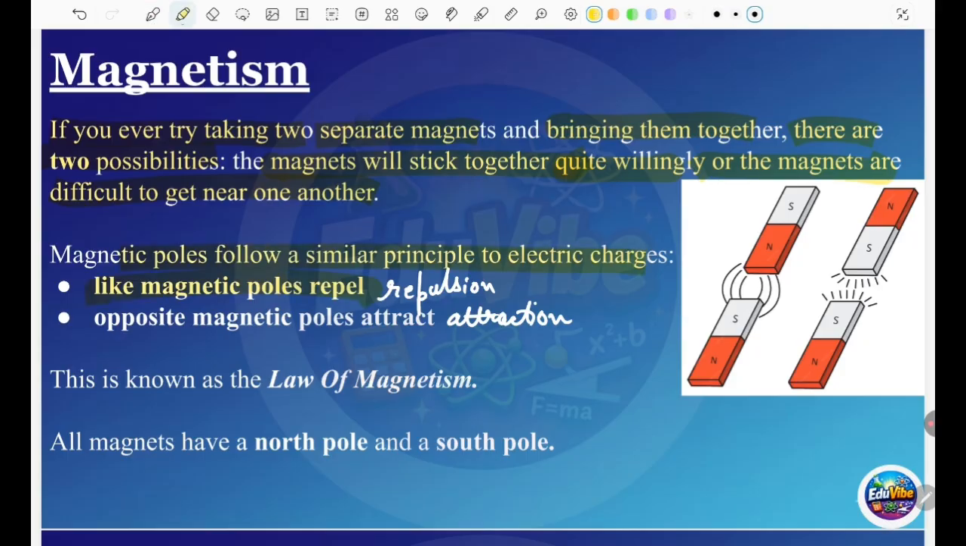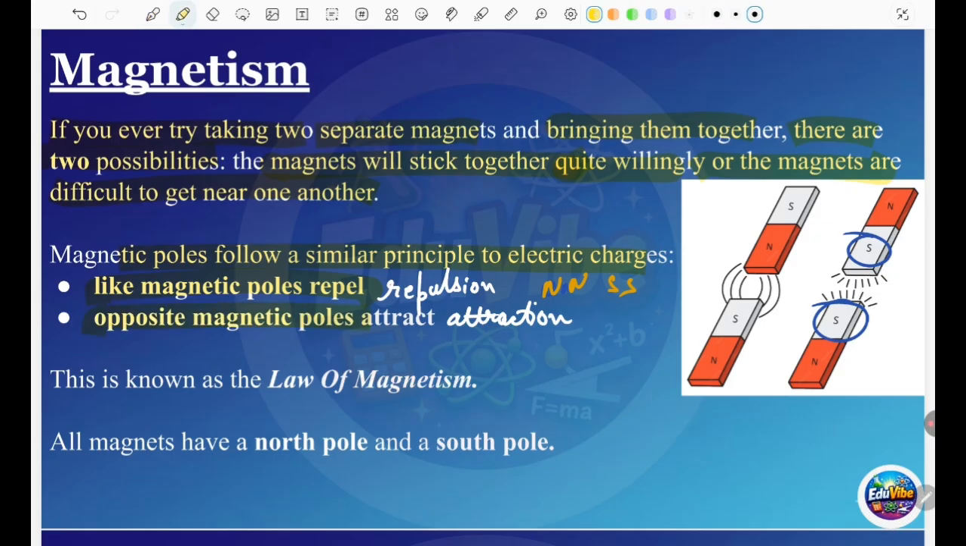If like magnetic poles, meaning south and south or north and north, come near each other, they don't attract. Instead they repel each other. If we put north and north, or south and south, they repel. They do not attract. They do not stick together.